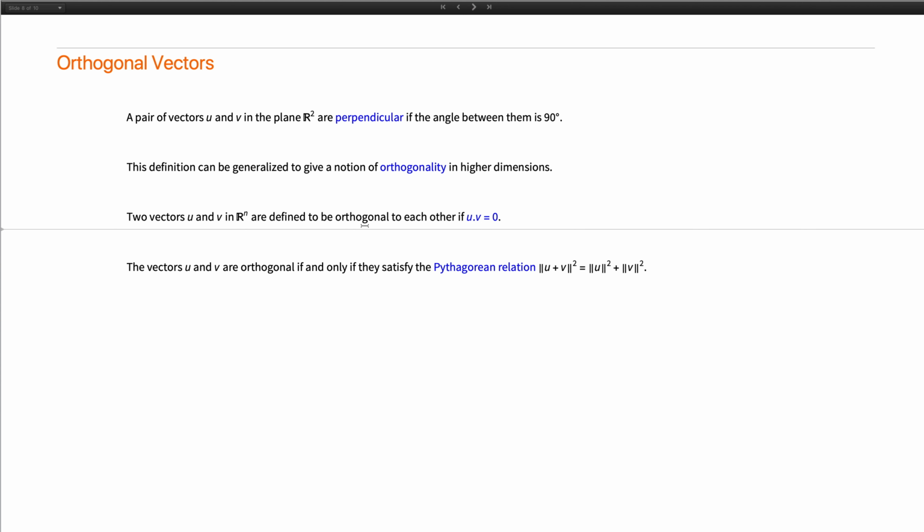Now, just like in the plane, we have a Pythagorean relation, a Pythagorean theorem, which says that the norm of u plus v squared is norm u squared plus norm v squared if and only if the vectors are orthogonal. So that's the defining property of orthogonality. You've got u dot v equals 0, and then the Pythagorean relation.